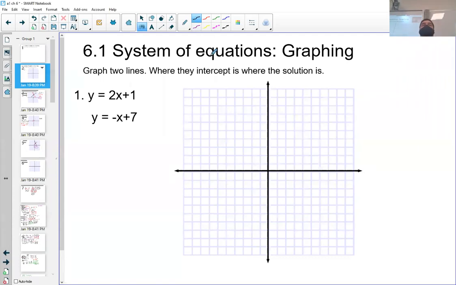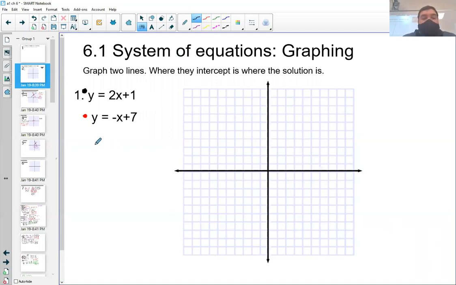So, first off, we're gonna do system of equations. When we do systems of equations, usually we just graph one line. Now, we're gonna graph two lines, and we're gonna see where they crisscross. Where they crisscross or intersect is gonna be the solution. So I'll do this one in black and this one in red.